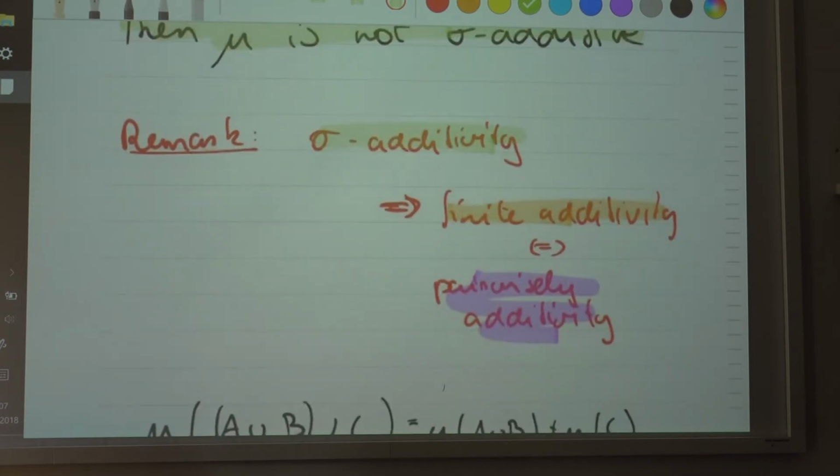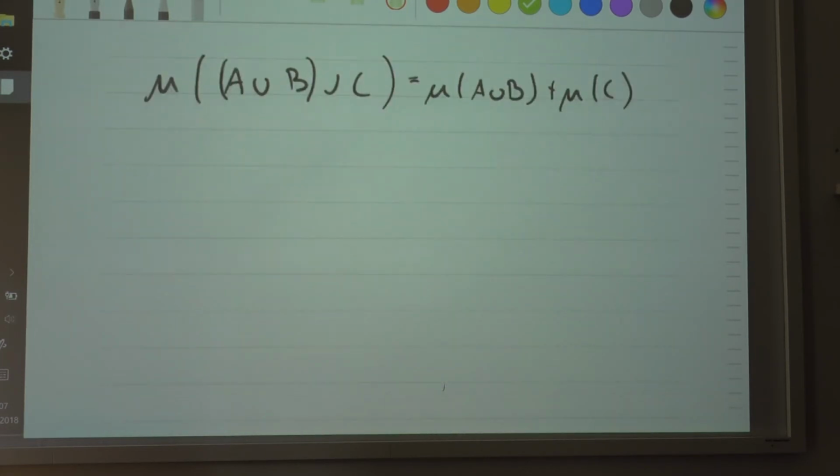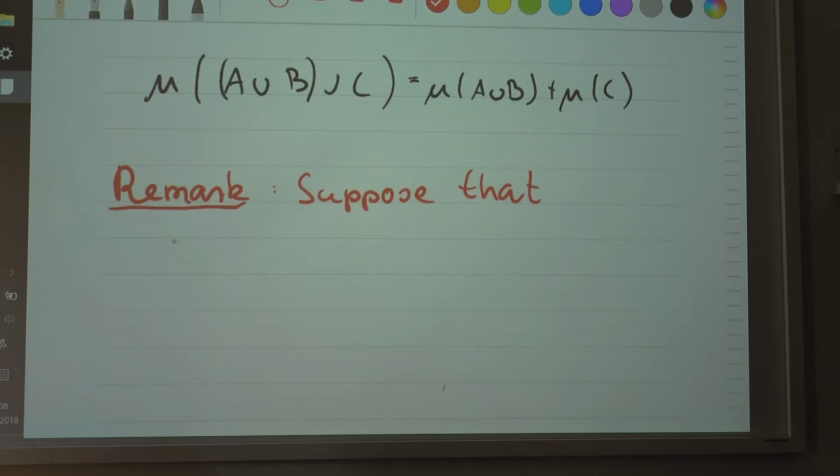Now, this is something that we actually said here. Now I would like to make another statement here, and this is very interesting also. So, remark. I would like to show that if a countable additive function has a finite image, so suppose that the function mu is sigma additive or countable additive, as you like.